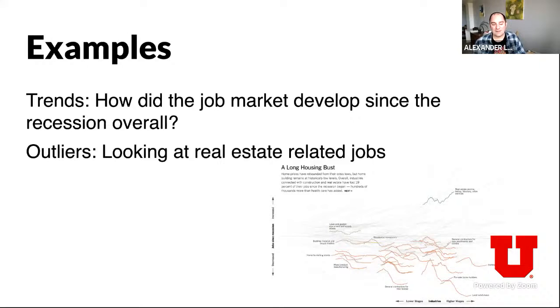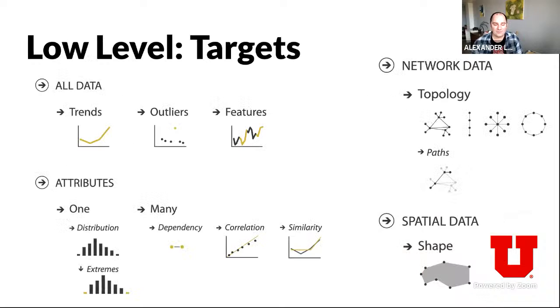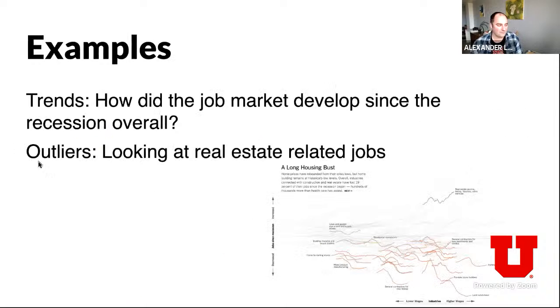So here is an example that is about, staying with the recession theme, how did the job market develop since the recession overall? And what we want to look at here is all of these different things. We want to look at trends, we want to look at outliers and at features. And so I'm going to open up that page.